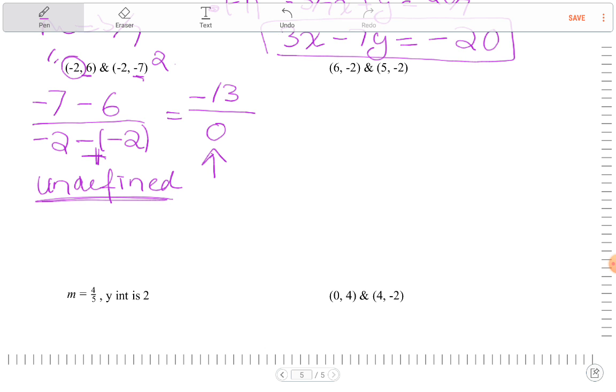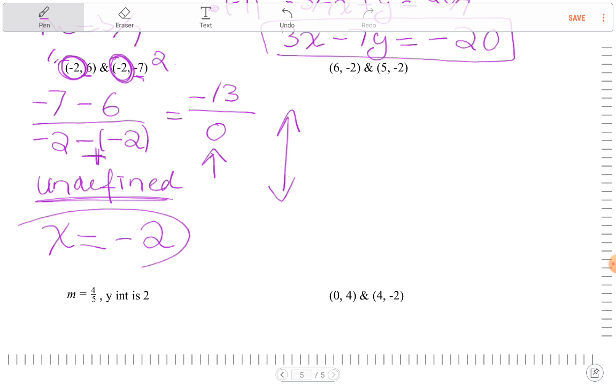And if you remember, any undefined slope is nothing else than a vertical line. And you actually recognize this here. If my x-coordinate is always the same, I have a vertical line, like one like this, at x equal to -2. So the equation for my line is whatever my x-coordinate is. And in this case, my x-coordinate is -2. And that would be your equation of the line.